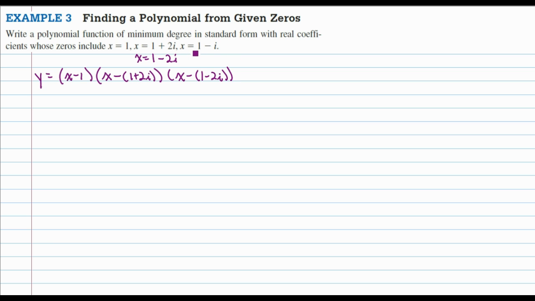We've got another 0. x equals 1 minus i, which means x equals 1 plus i is also a 0. So those two factors created with those zeros are x minus 1 minus i and x minus 1 plus i.